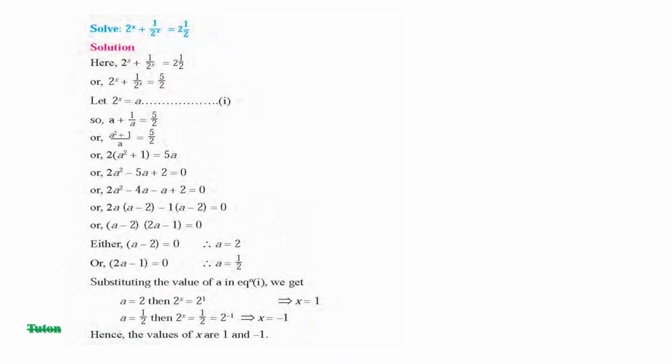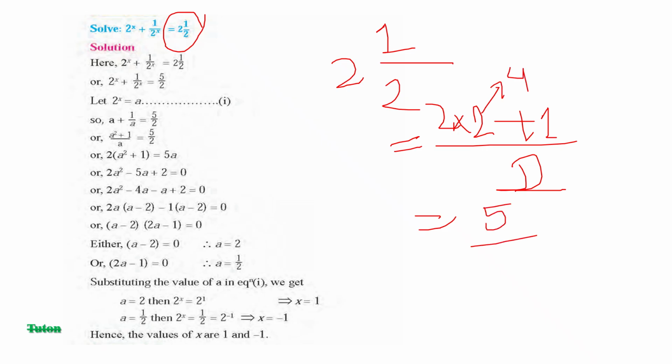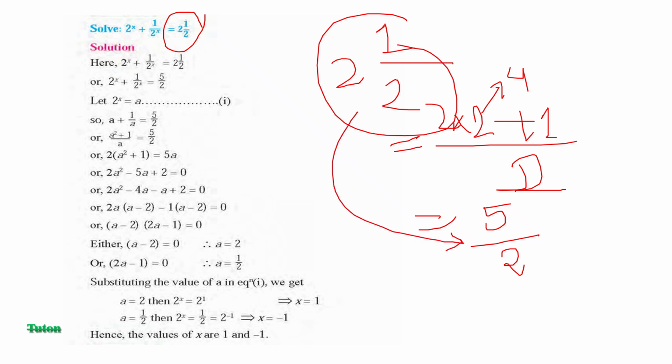Now let us see this question. This question asks us to solve the given equation. Let us first focus on the right hand side term, 2 and 1 by 2. It can be written as 2 multiplied by 2 is 4, plus 1 gives 5. Finally we have converted this term into this one, which will make it a lot easier to solve the equation.